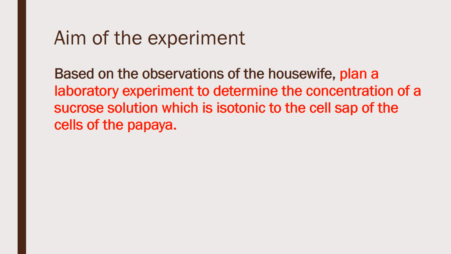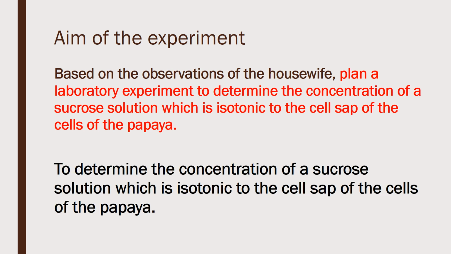Next aspect will be the aim of the experiment. To write the aim of the experiment is very easy. We just need to read the requirement of the question again and then find out what the requirement of the question is. In this question, the requirement is to determine the concentration of the sucrose solution which is isotonic to the cell of the papaya. So that will be the aim of the experiment.